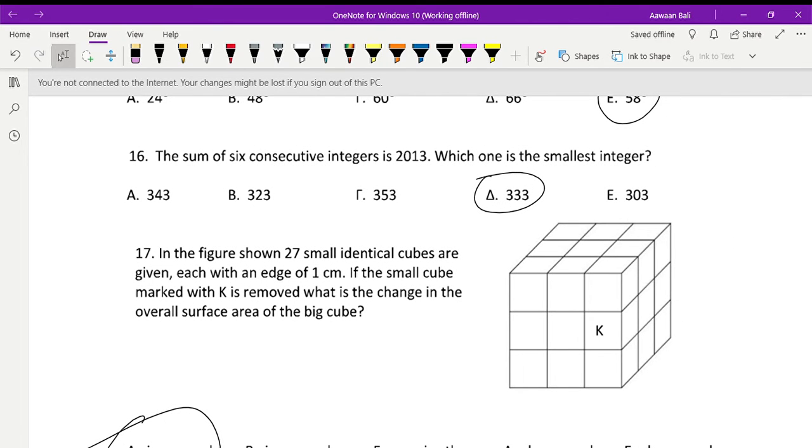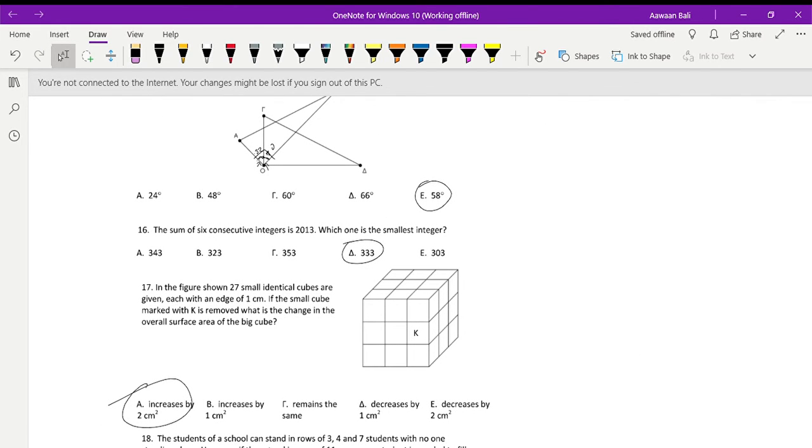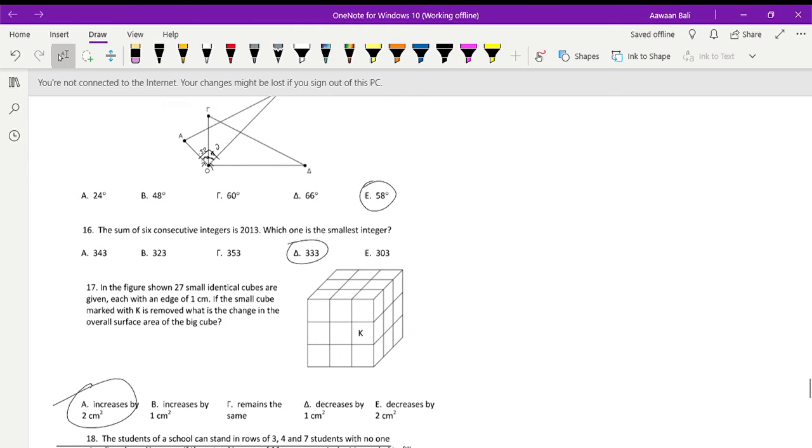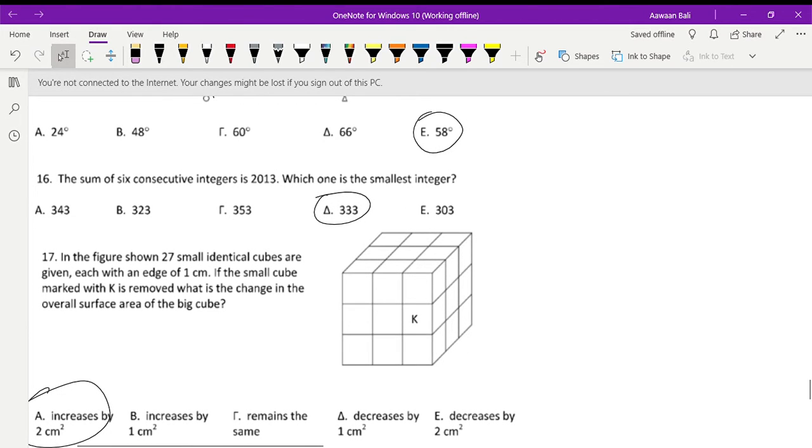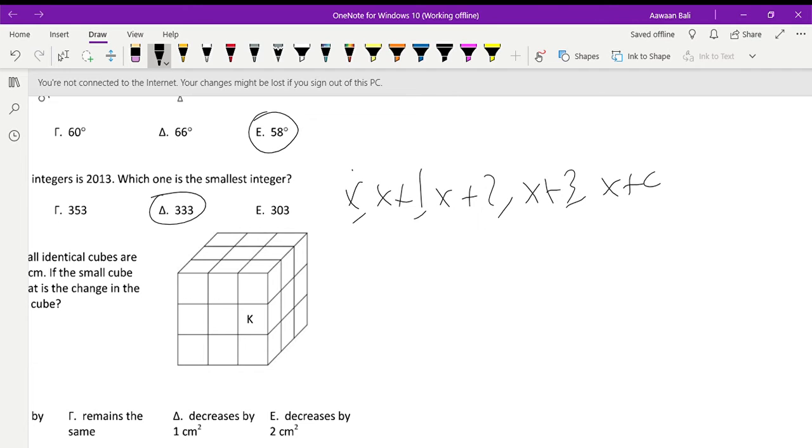Question number 16. The sum of 6 consecutive integers is 2013. Which one is the smallest integer? Now what we have to do is find the consecutive integers. Consecutive integers are consecutive numbers, which are numbers that are in order on the number line. So we get x, x plus 1, x plus 2, x plus 3, x plus 4, x plus 5.